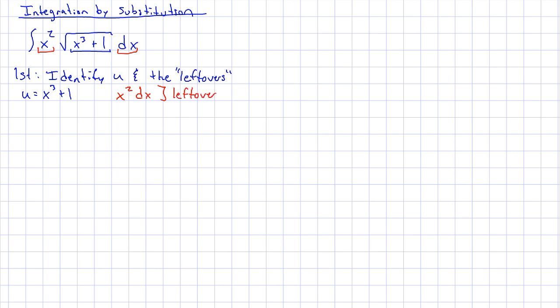So I will be placing this internal component under the square root. That will be replaced with u. I need to somehow find a way to replace the leftovers with du. But I need to do a little work first.